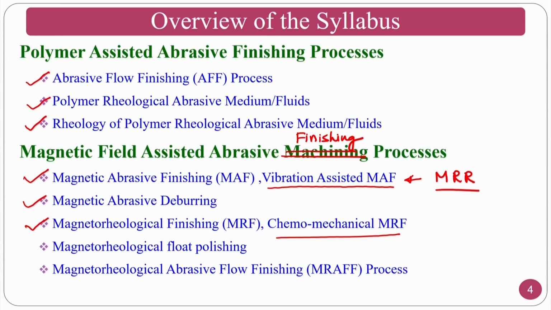In the second go, what we have done is magnetorheological finishing process is clubbed along with the abrasive flow finishing process, and we named it as magnetorheological abrasive flow finishing process. And we also studied magnetorheological float polishing techniques, where you can do the finishing of spherical particles, or spherical shapes, but not very big spheres. Small spheres, which are made up of ceramics and other materials, can be finished using magnetorheological float polishing technique.